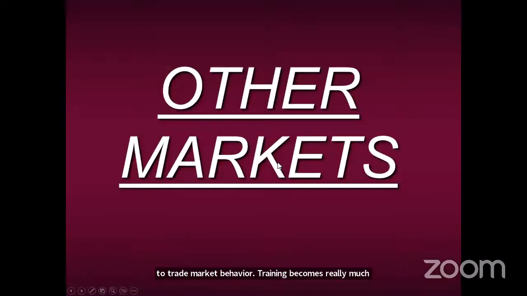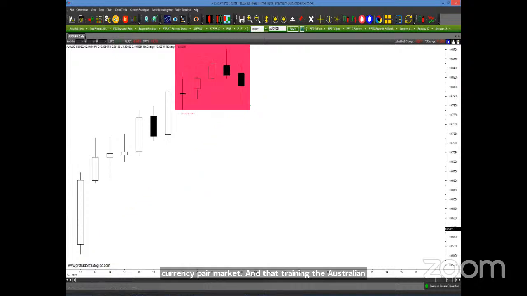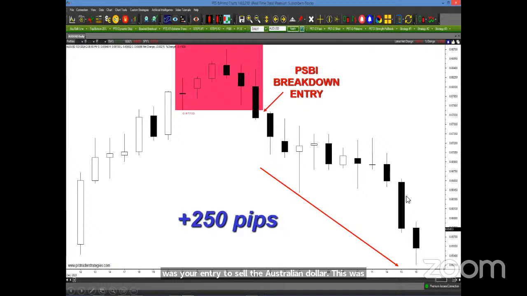Now, we know there are other people that like to trade other markets. No one says, well, I only trade stocks. There are other markets to trade. Let's look at the currency pair markets. An uptrend in the Australian dollar, but the same process applies. If you think it's possibly going too high, you click on PSBI, and yes, there is a secret breakout area being generated. But remember, we're not going to go short or sell until we trade below here, and ultimately it did. This was your entry to sell the Australian dollar. This was on the first trading day of January, and it immediately fell 250 pips in the next 2 weeks.